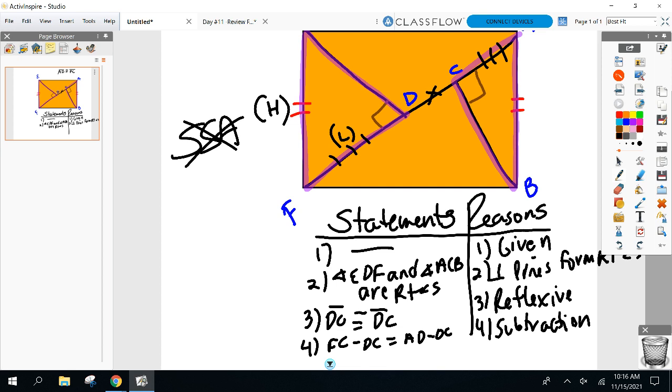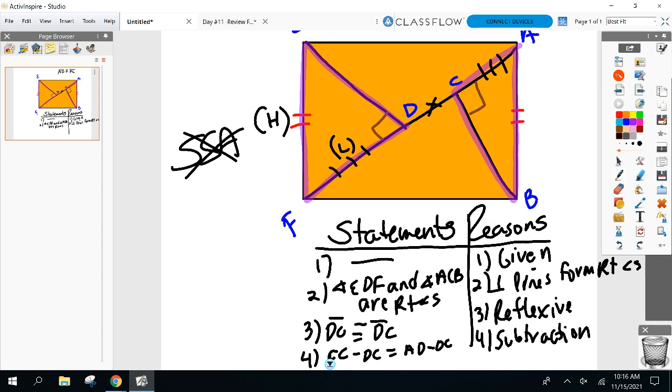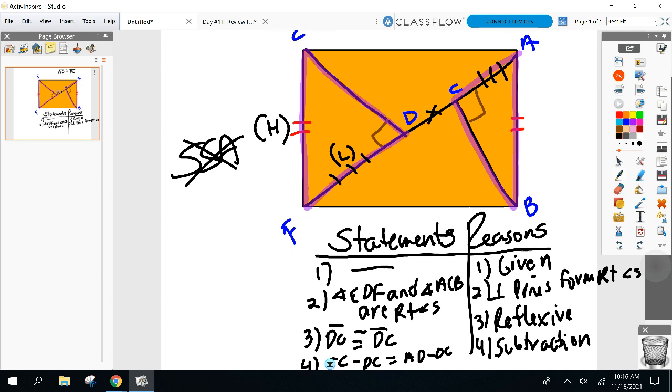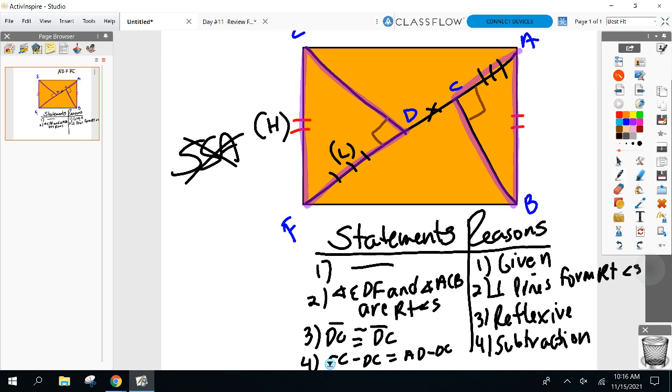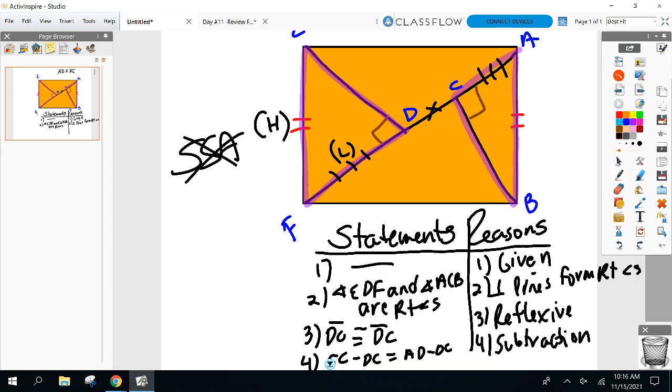But if I just told you the two triangles are congruent right now by HL, I'd be wrong. What do I still need to put in my proof? We talked about it 2 minutes ago. Addie? You have to tell me triangle EDF and triangle ACB are right triangles. Reason: right triangles have right angles, and then you could say HL.